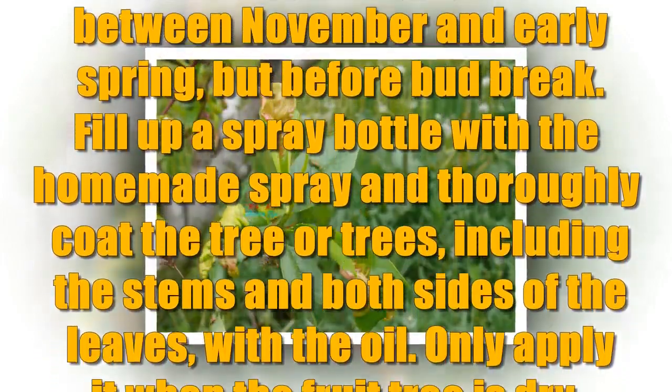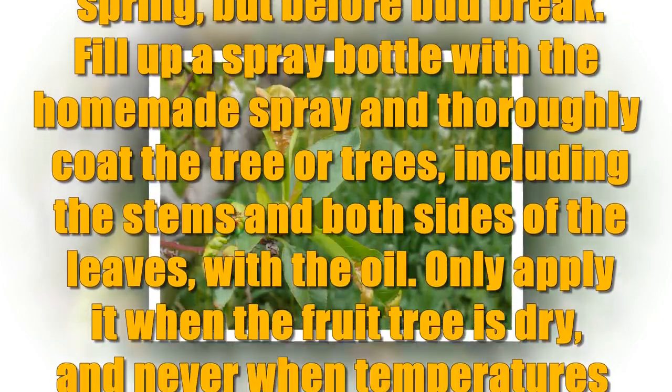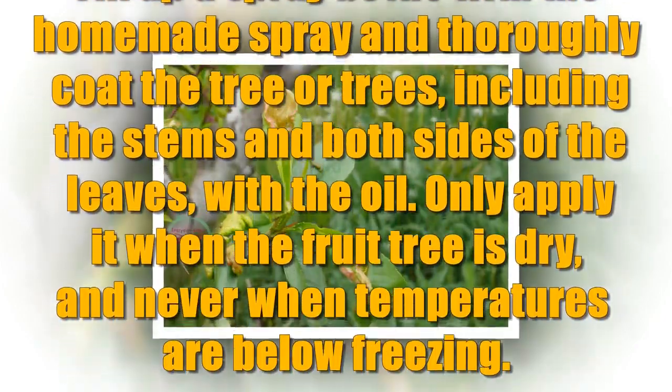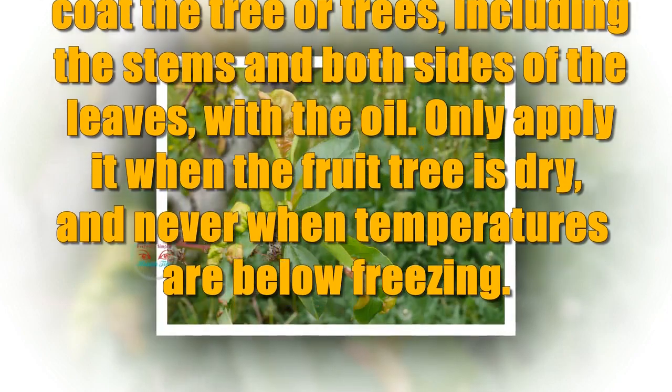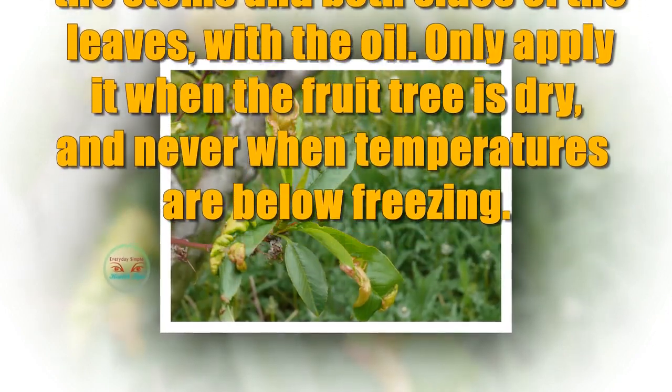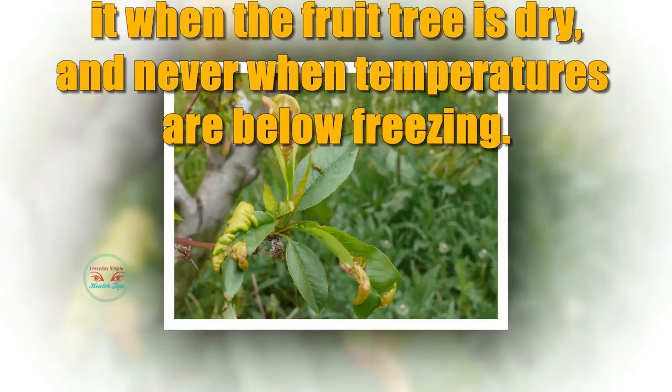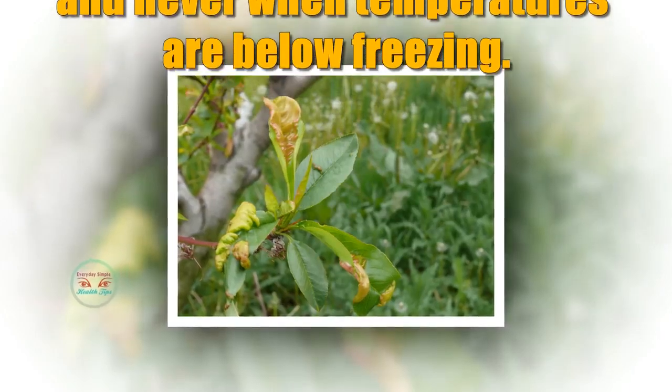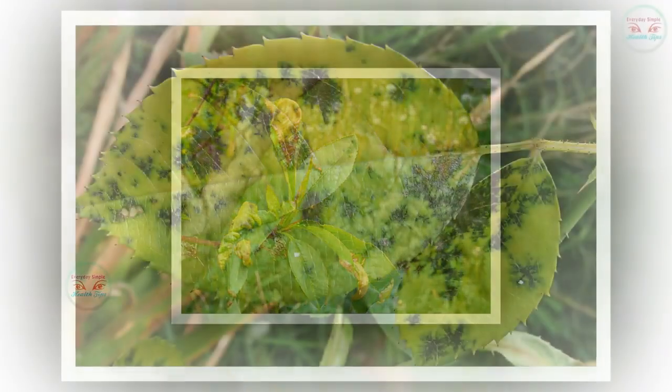Fill up a spray bottle with the homemade spray and thoroughly coat the tree or trees, including the stems and both sides of the leaves, with the oil. Only apply it when the fruit tree is dry, and never when temperatures are below freezing.